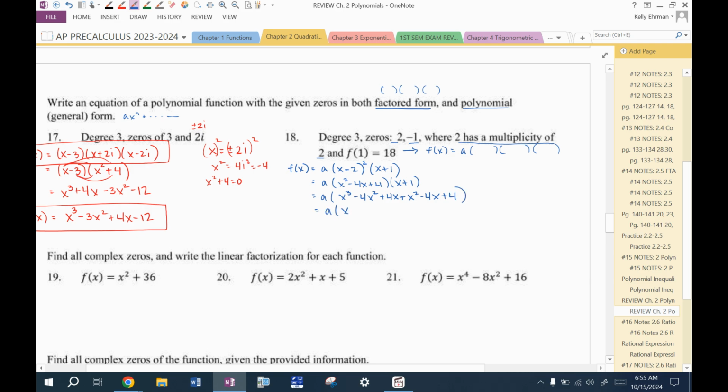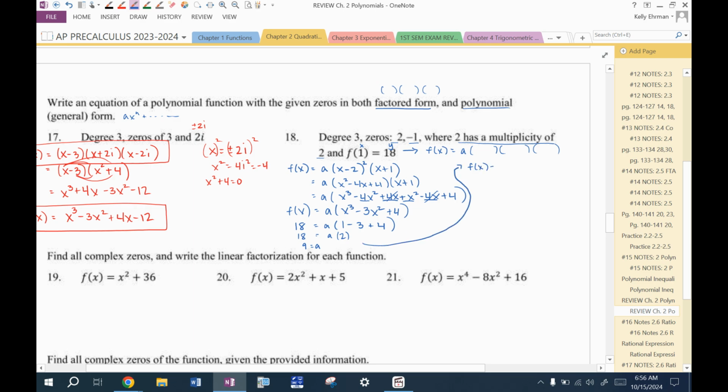Clean it up. X cubed, let's see, negative 4 plus 1 is minus 3x squared. Plus 4x minus 4x cancels. Plus 4. Okay, and to find a, we're going to say when you plug in 1 for x, you get 18 for y. So set the equation equal to 18 and plug in 1 for x. So this becomes negative 2 plus 4 is 2. A times 2 equals 18. So a equals 9.